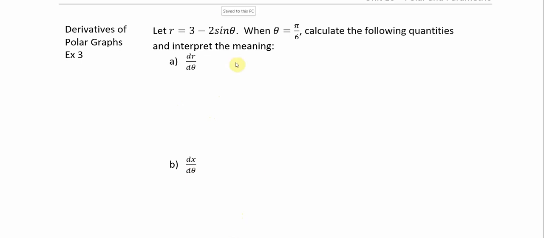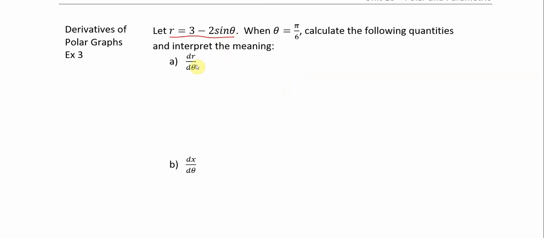And I wish to point out to you here that we have a lot of variables floating around. We have r, we have theta, we have x, we have y. So we have 4 variables that we could be taking the derivative with respect to. There's maybe 12 different versions of the derivative that we could seriously talk about here. So let's start with an example. Let r be equal to this equation in terms of theta. When theta equals pi over 6, calculate the following quantities.